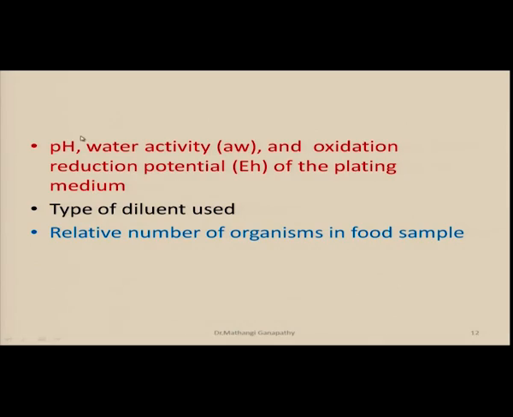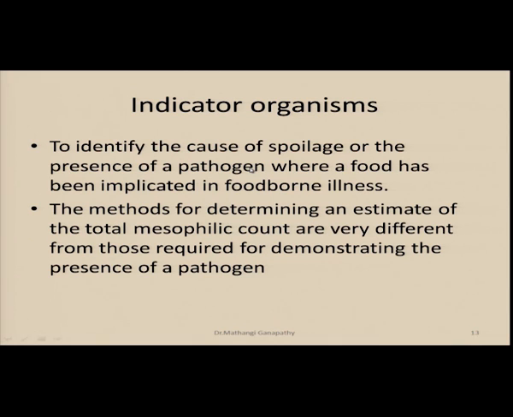Then pH, water activity and the oxidation reduction potential of the medium, which in turn will influence the growth of the microbes. The type of diluent used to dilute the microbial load which you have scraped off from the sample concerned, and finally the relative number of the organisms present in the food sample. So what grows up in a plate in turn depends upon all these factors which you have identified in the food sample concerned.